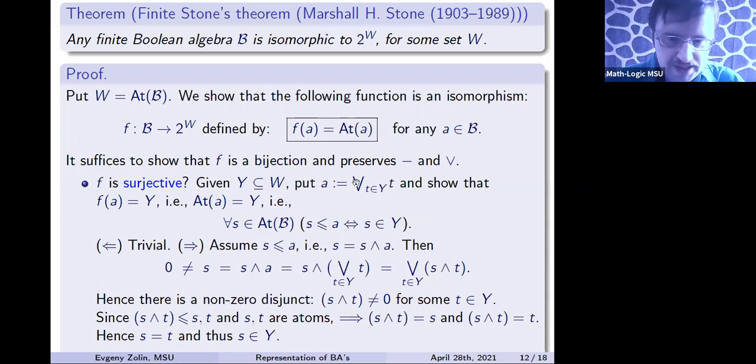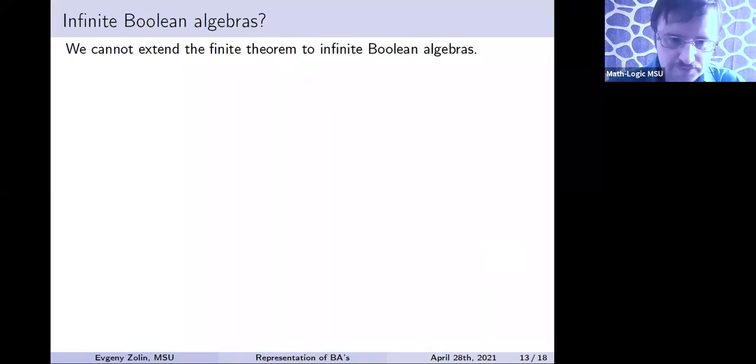In the infinite case, of course, we can sometimes take the infinite disjunction and it exists, it belongs to our Boolean algebra, but we're not guaranteed that the infinite distributivity holds. So this is the problem in the infinite case. Okay.